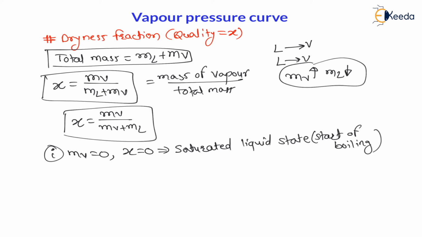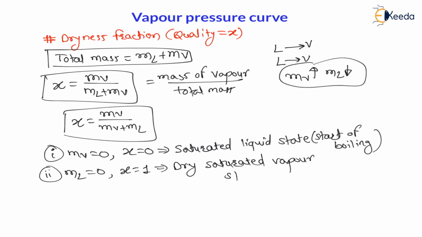Second, whenever the mass of liquid becomes 0, the total mass is equal to the mass of vapor. Therefore, the dryness fraction becomes equal to 1. It is called the dry saturated vapor state. That means, my dear students, all the liquid is converted into vapor. Therefore, it is the end of boiling, the end of phase change.